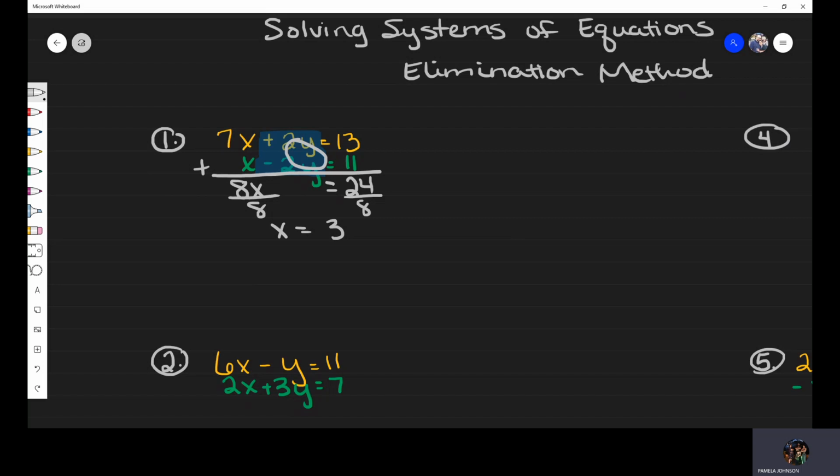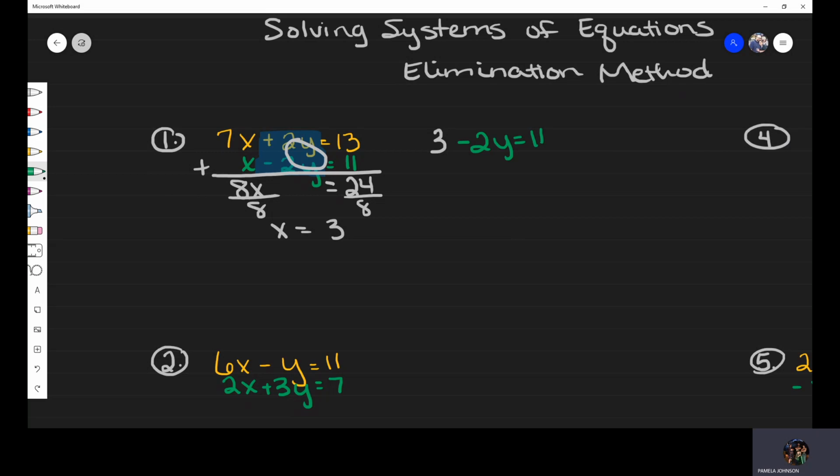My next step is I'm going to take that 3 and plug it into one of the original equations for the x and solve for my y. I'm going to use the green equation, and instead of x minus 2y, I'm going to say 3 minus 2y equals 11. And I'm going to solve this equation for y.